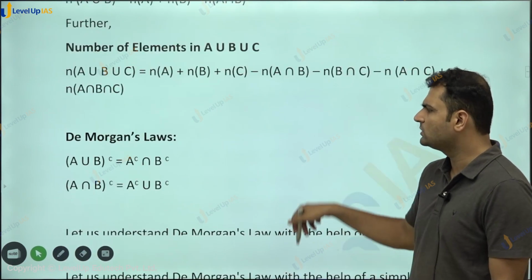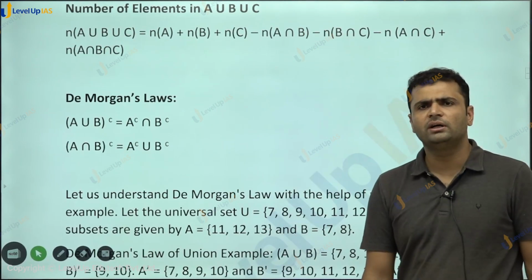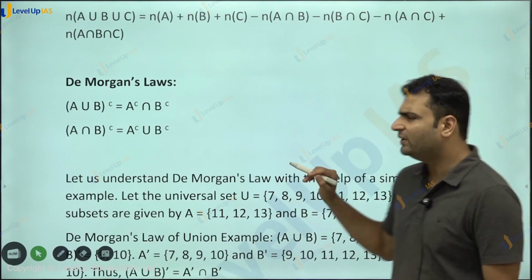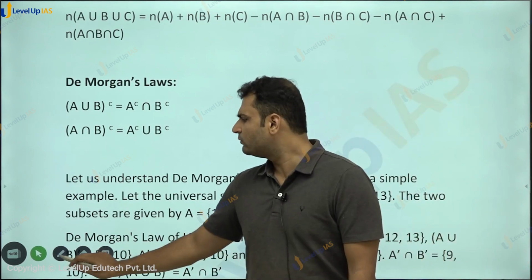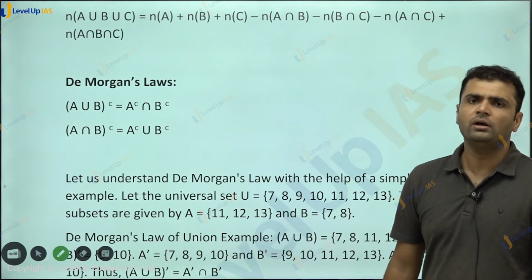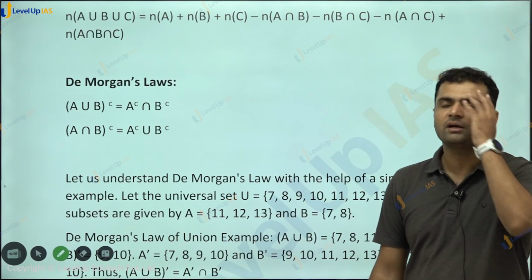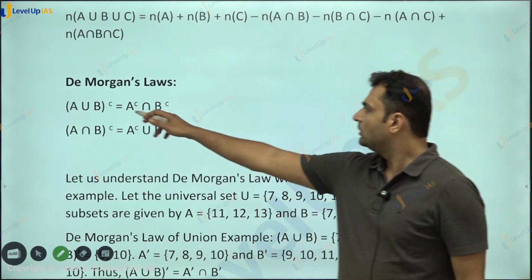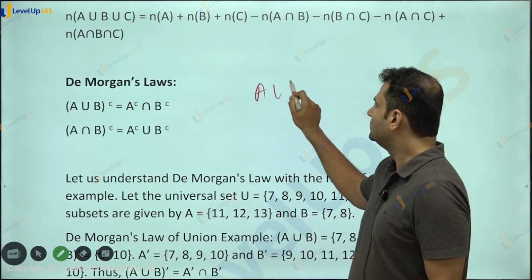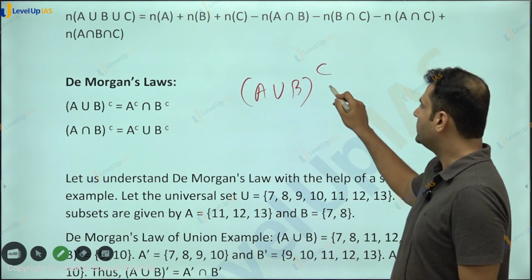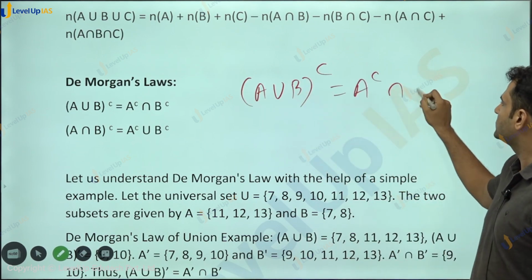Next is De Morgan's laws. I don't know if it will be helpful or not, but these are very, very fundamental laws. So if you are familiar with them, well and good. If not, well, leave that question in case it comes. What we have, A union B complement is equal to A complement intersection B complement.